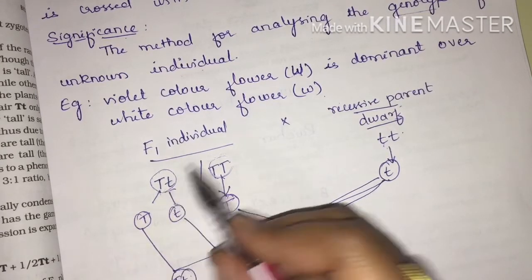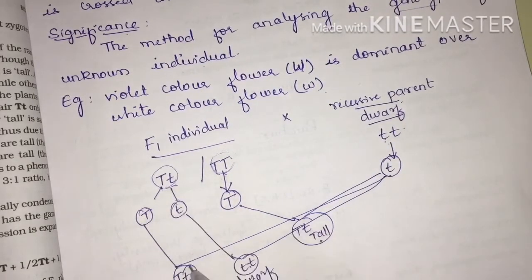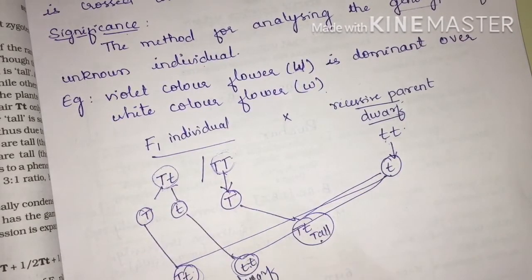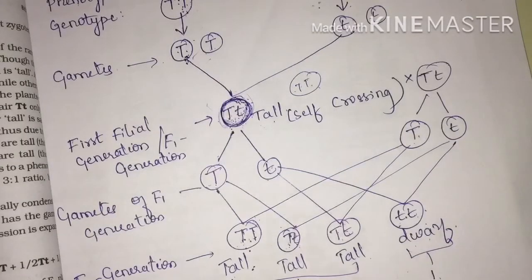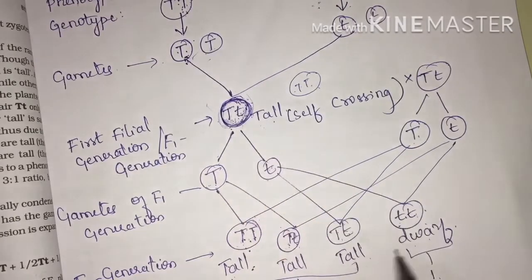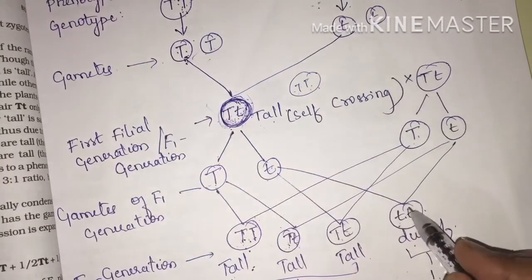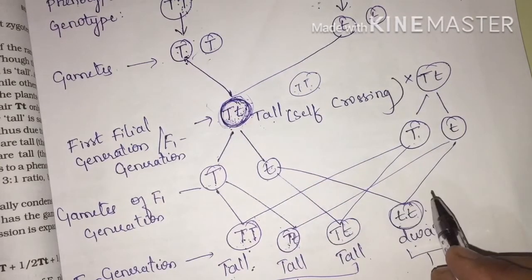How are you saying this? Because when we are using this one, tall and a dwarf, then in the offspring we have got both the features, as you can find in the F1 individual here. If this is capital T, small t, then only you have got the dwarf character here. If it was capital T, we would not have got this character, right?